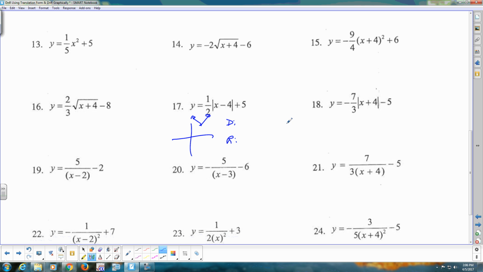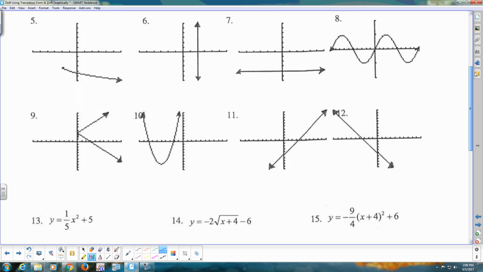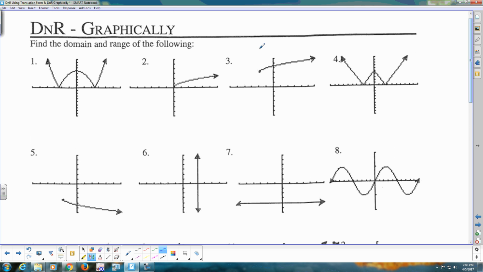Okay? On these ones up here, I don't give you the equation, and that's okay, because your first attempt at domain and range is doing it graphically. So just look at it and ask those same questions. Can the graph go as far left as it wants? Can the graph go as far right as it wants? Are there any gaps in between? This one is no, so your domain is all real numbers.